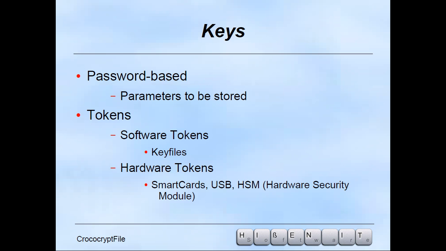When we are talking about keys in tokens, we have soft tokens or hardware tokens. Software tokens usually means key files. If you lose a key file, you will not be able to decrypt your data as well. Hardware tokens can be smart cards, USB-based devices or HSMs, hardware security modules. Depending on the application of the hardware token, the key is created on the token or uploaded to the token. For instance, signature keys, RSA signatures for let's say email, are usually created on a smart card itself.